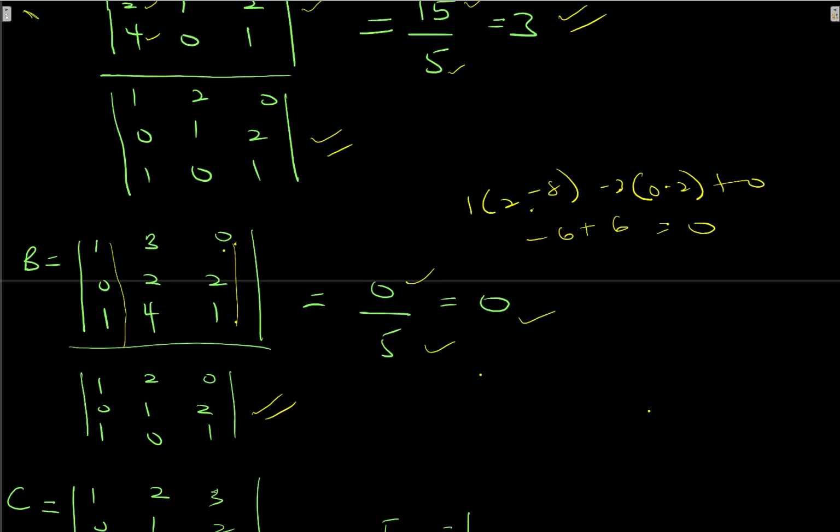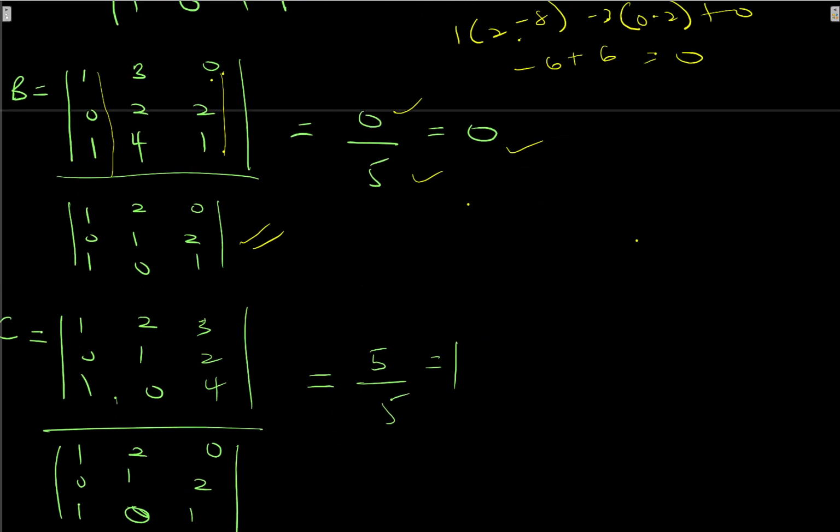Then for C, you replace all the coefficients of C by the constant terms. So you just maintain the first two columns, then you replace the coefficients of C, from 0 to 1, from 3 to 4. Then you find the determinant and divide by the determinant of the coefficient matrix, and you get 1.